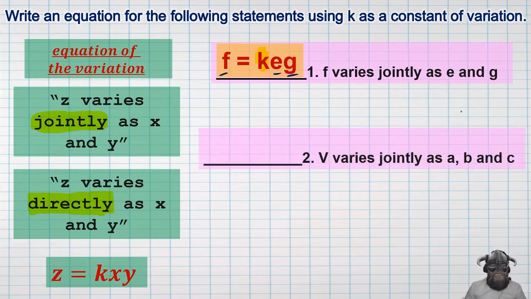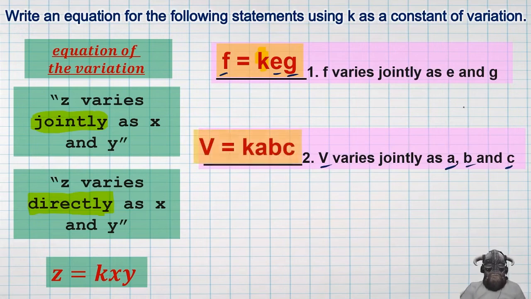Next, V varies jointly as A, B, and C. So kung dito titingnan nyo, hindi lang tatlo or hindi lang dalawa ang ating quantities. Meron tayong isa, dalawa, tatlo, apat. So we interpret this one, joint variation, V is equal to K, A, B, C. Siyempre, hindi pa rin mawawala dyan si constant of variation, K.